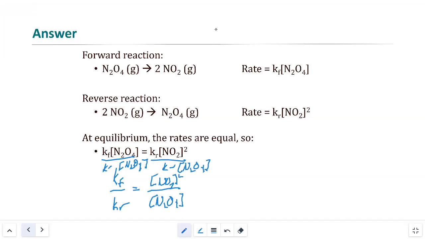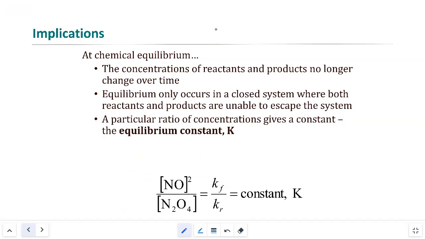And if we look at it this way, this combination of constants, Kf over Kr, we're going to rename it. We're going to rename it to capital K, and we're going to call it the equilibrium constant.